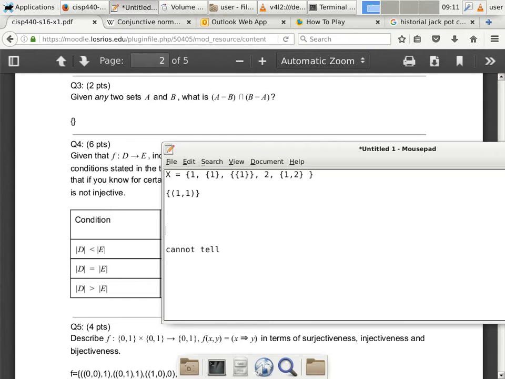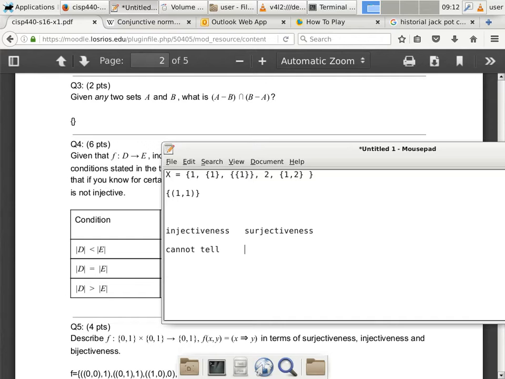I'm going to write the header here. Injectiveness is cannot tell. What about surjectiveness? So there are 3 possible answers to each cell. You can say cannot tell, like that one. You can say definitely not, or you can say definitely yes. So those are the 3 possible answers.